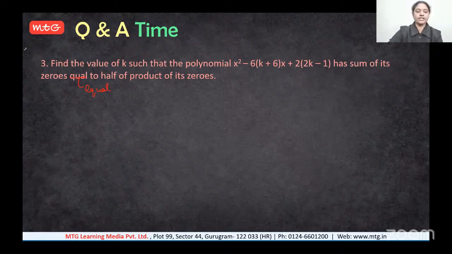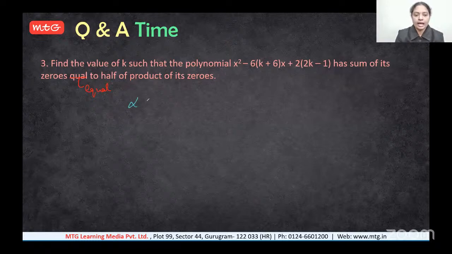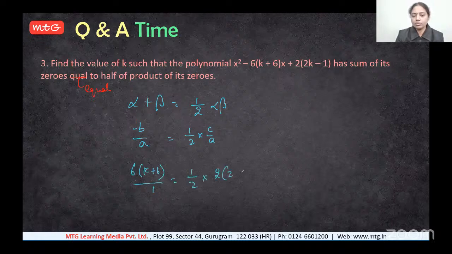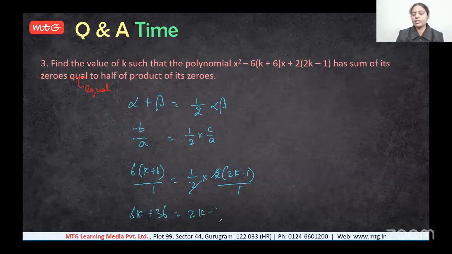Now, what is the condition they said? Sum of zeros is equal to half of product of zeros. That is, alpha plus beta is nothing but 1 by 2 alpha beta. Now, what is alpha plus beta? Minus b by a. This is 1 by 2 into c by a. So now here you have minus b by a as 6 times k plus 6 by 1, which is equal to 1 by 2 into 2 times 2k minus 1 by 1. So obviously here you get 6k plus 36 is equal to 2k minus 1.